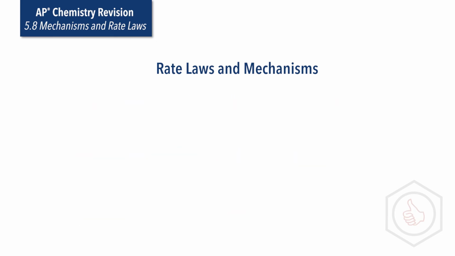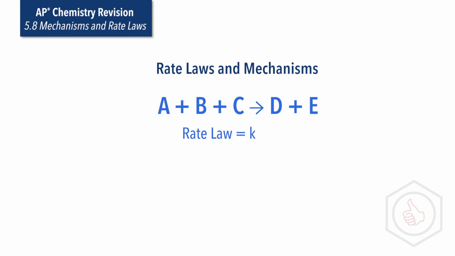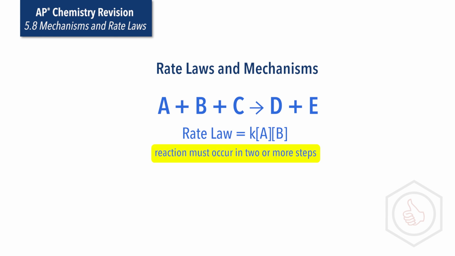For example, if a reaction A plus B plus C goes to form D plus E, has a rate law of rate equals rate constant k multiplied by concentration of A multiplied by concentration of B, this tells us the reaction must occur in two or more steps, because the concentration of C isn't included in the rate law, so therefore isn't involved in the rate-limiting step.